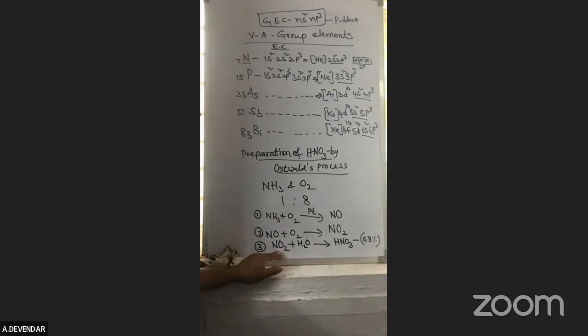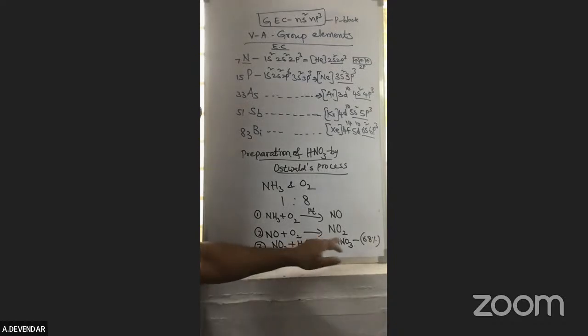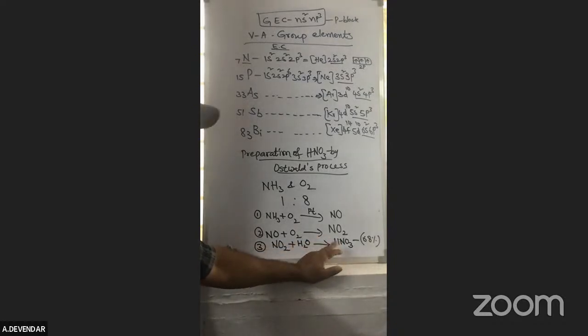The third chamber is known as the absorption chamber. In this absorption chamber, water reacts with nitrogen dioxide, forming nitric acid. The nitric acid obtained from the absorption chamber is at most 68%, not more than that. So this nitric acid is only 68%.